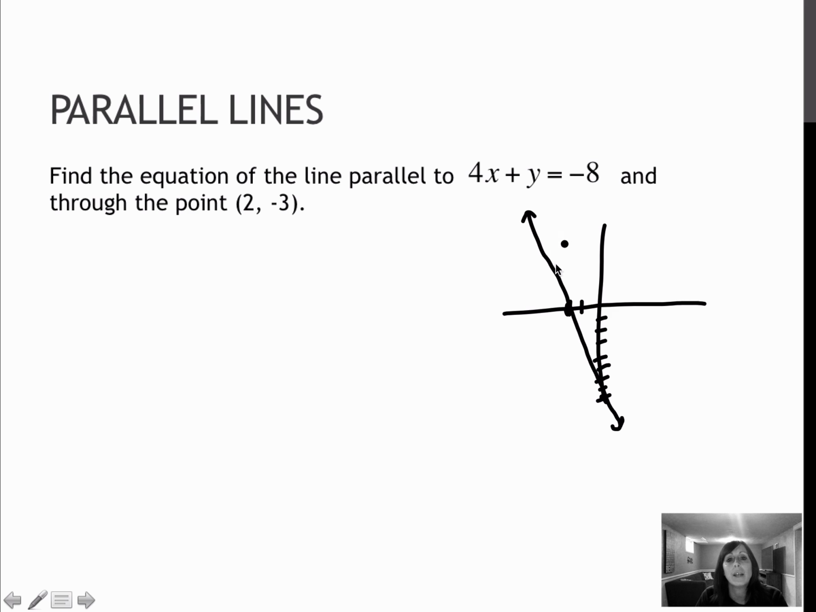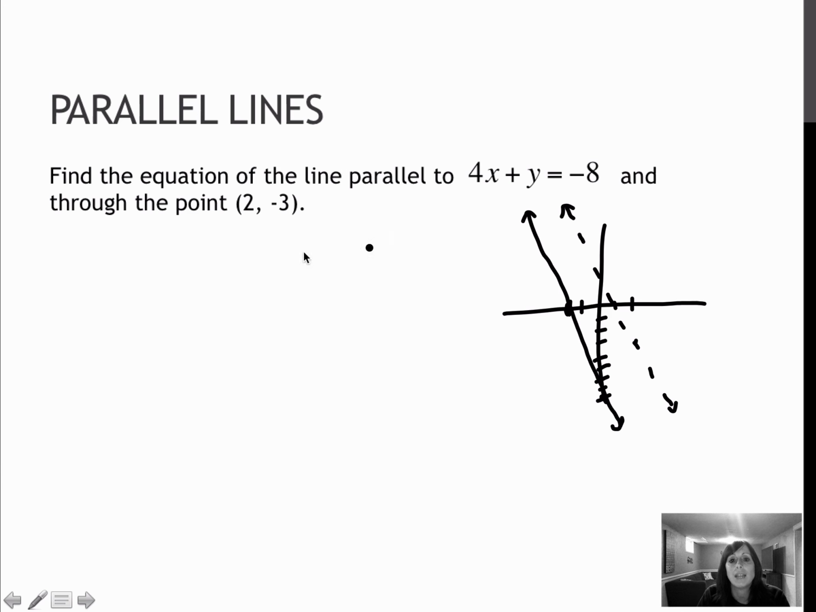I want it to be parallel to that, but I want it to go through the point (2, -3). So I want it to look kind of like this. But graphing it is not what they've asked me to do. They want me to actually write the equation of the line that I've just drawn in.